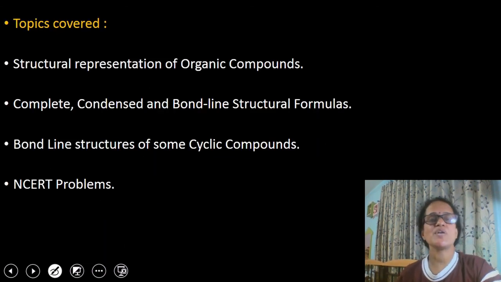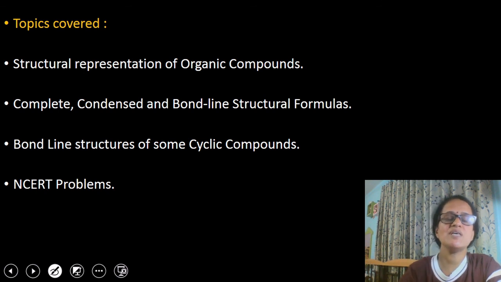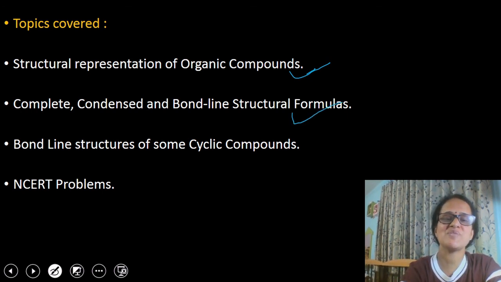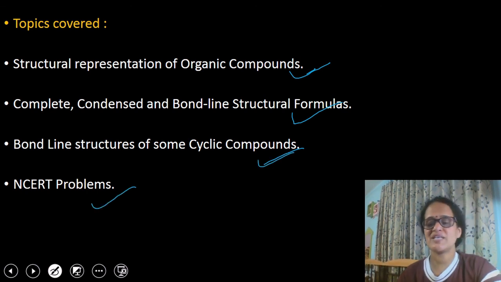Now we will see what topics we have covered today. We have studied the structural representation of organic compounds. Then we have practiced writing complete, condensed and bond line structural formulas. Then we have written bond line structures of some cyclic compounds also. And in the end, we have discussed some of the NCERT problems.